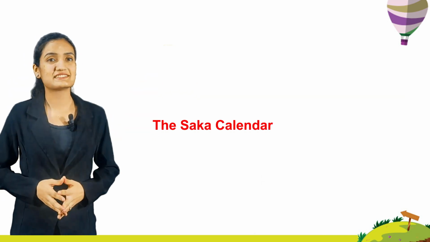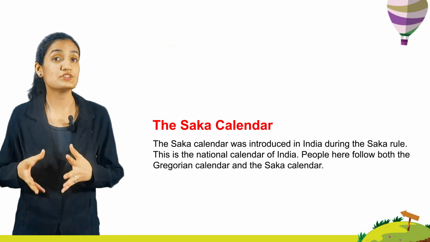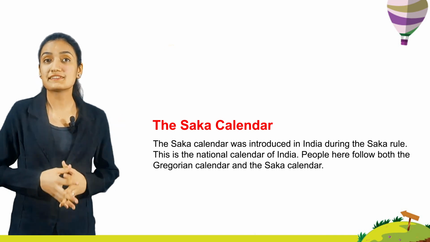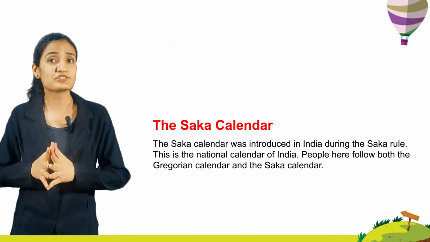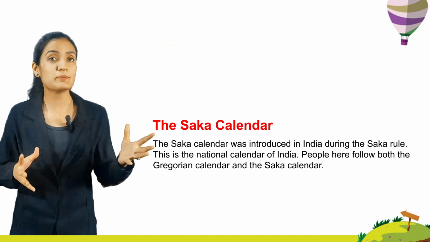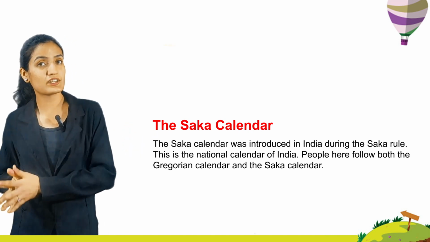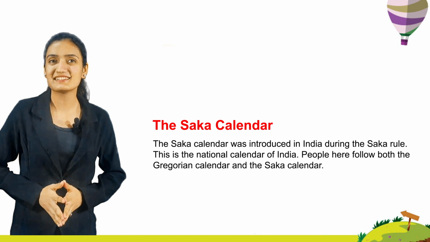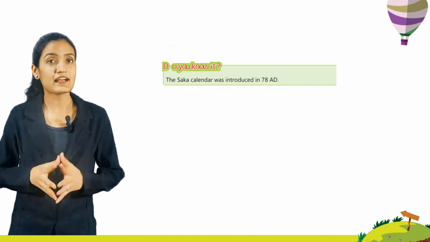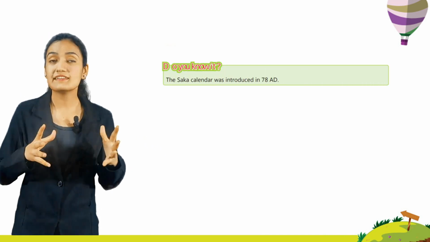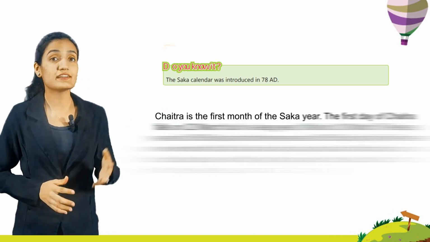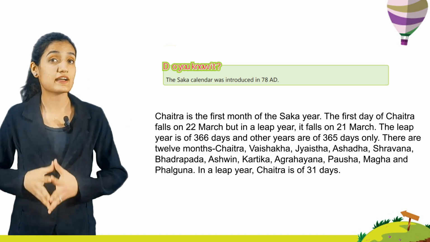The Saka calendar. The Saka calendar was introduced in India during the Saka rule. This is the national calendar of India. People here follow both the Gregorian calendar and the Saka calendar. Do you know it? The Saka calendar was introduced in 78 AD. Chaitra is the first month of the Saka year.